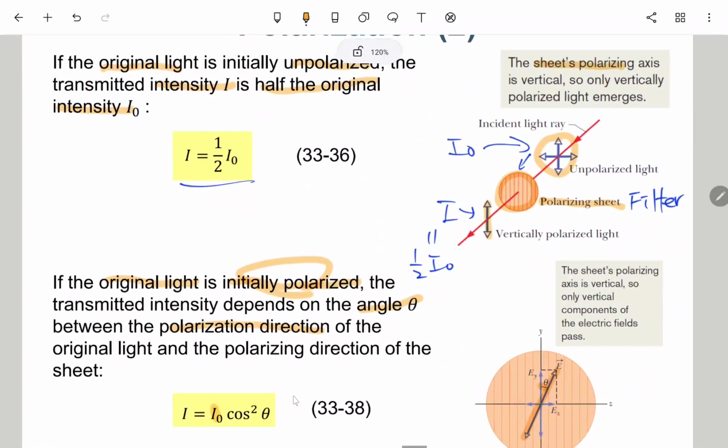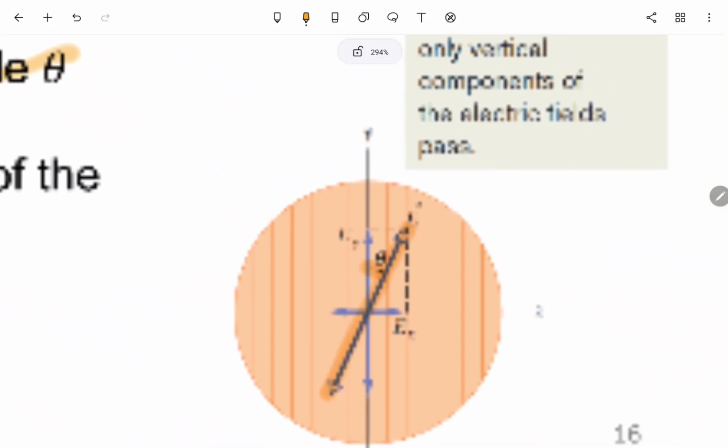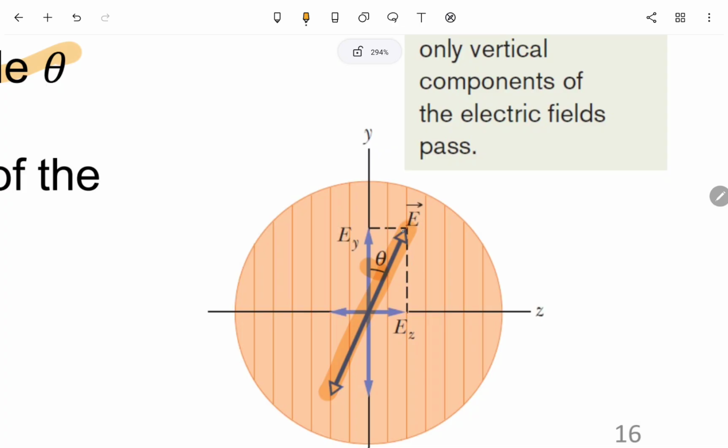It really makes sense because the E field here will be like this, this EY. Only EY can go through, EX cannot go through.